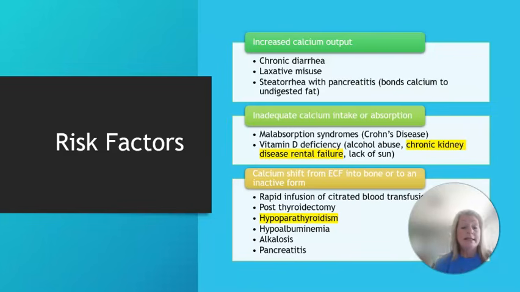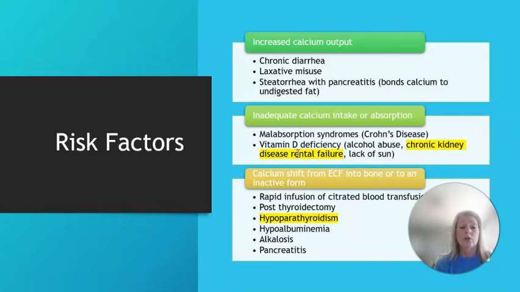Now, inadequate intake or absorption of calcium. Just like with anything else, if your stomach and duodenum can't absorb it, then you can't get it in. Or if you're not taking it in, you can't get it in. So malabsorption syndromes would be things like Crohn's, ulcerative colitis, ulcers, all those kinds of things. Then a vitamin D deficiency: you cannot absorb calcium without vitamin D.